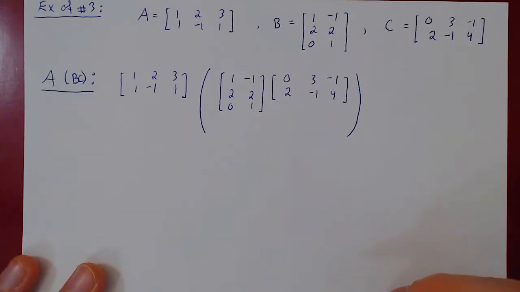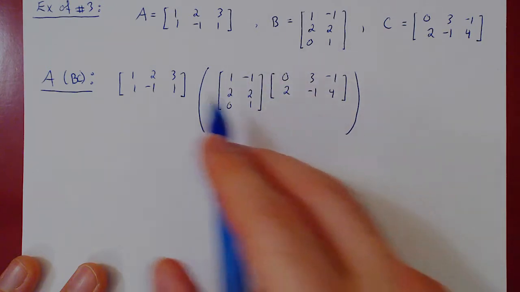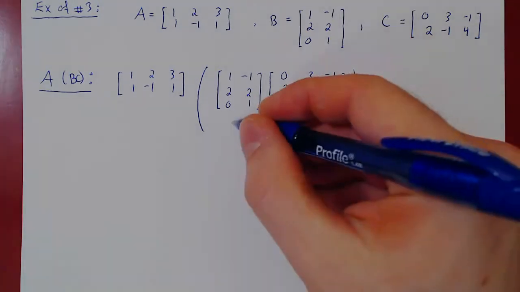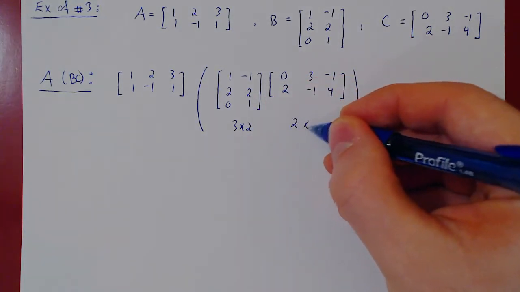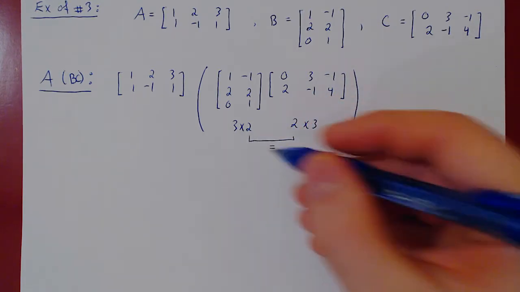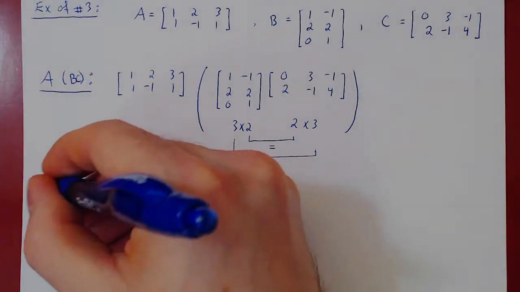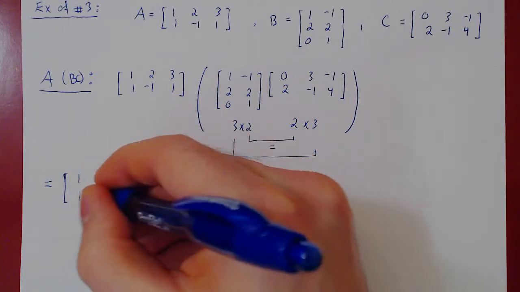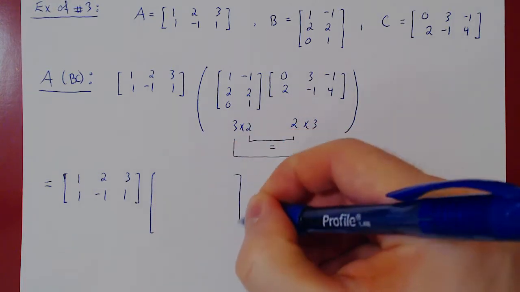So let's compute this. Two multiplications. We first perform B times C. Once we have this matrix, we'll then multiply it on the left by matrix A. Well, matrix B is a 3 by 2. Matrix C is a 2 by 3. 2 equals 2. The product is defined, and the result will be a 3 by 3 matrix. So A stays there for now: 1, 2, 3, 1, negative 1, 1, times now our 3 by 3 matrix.